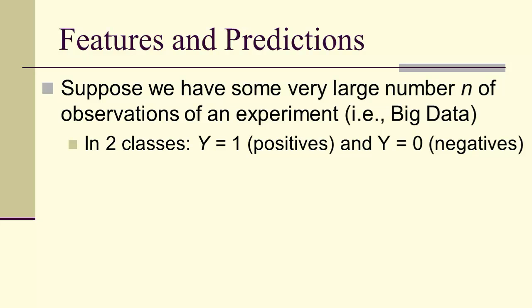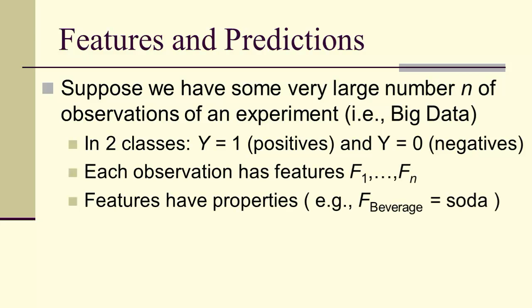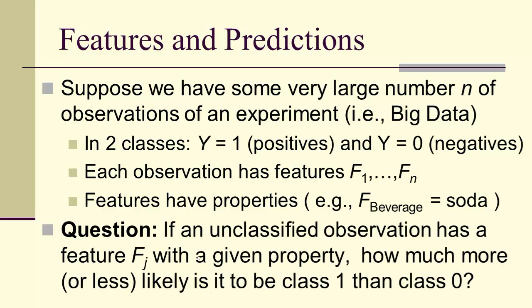And suppose that we have two classes. We have the positives and the negatives. And suppose that each observation has some set of features, and features have properties. So for instance, the F sub beverage would be soda in the getting dessert data. And we have a question: if an unclassified observation has a feature F sub j with a given property, how much more or less likely is it to be in class 1 than class 0?